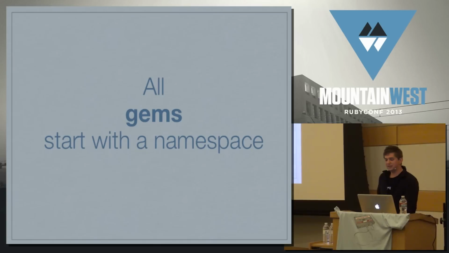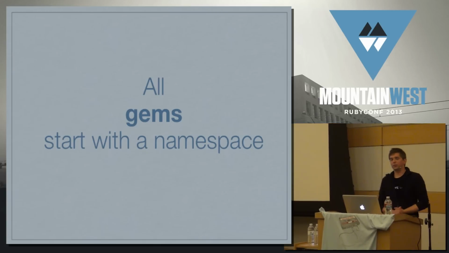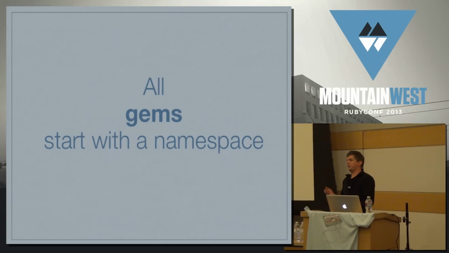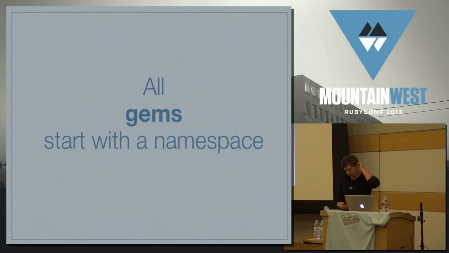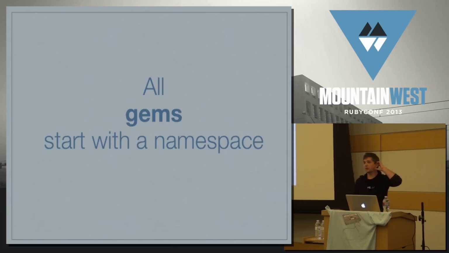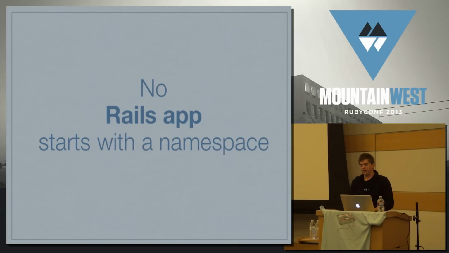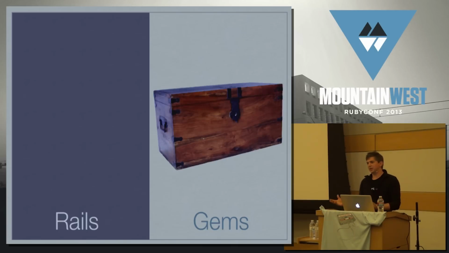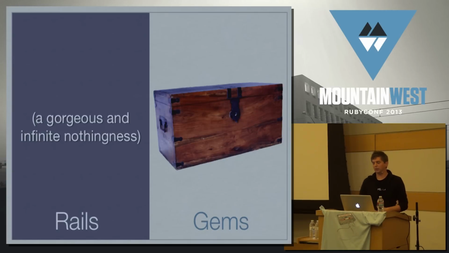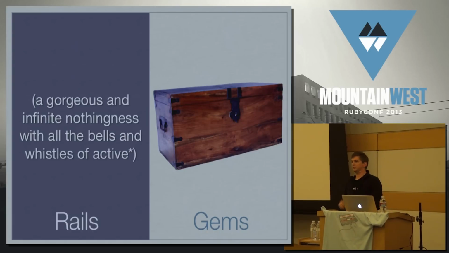That was an idea that I was proposing, and that was the realization, first of all, that every gem starts with a namespace. When you develop a Rails app, you never start with a namespace. So if you compare the two, a gem is like a box, and you put a little label on it, and a Rails app is, let's say, a gorgeous infinite nothingness, with all the bells and whistles of Active everything.